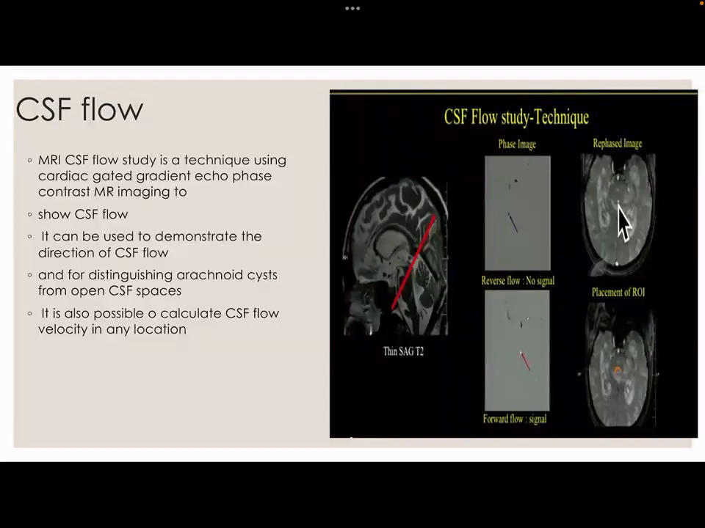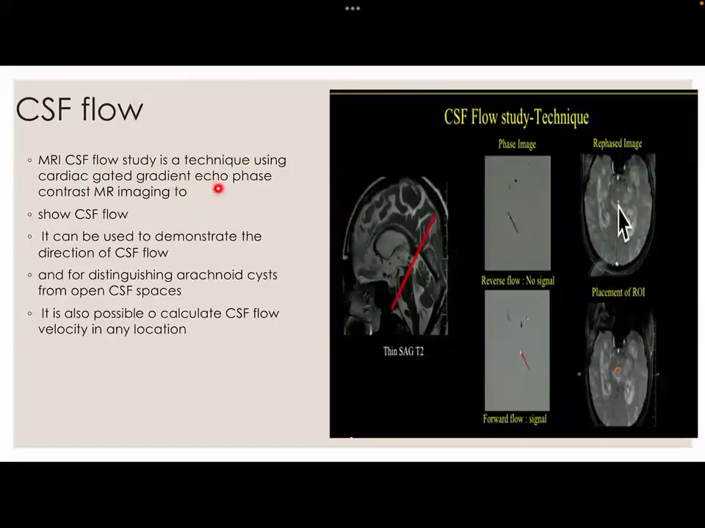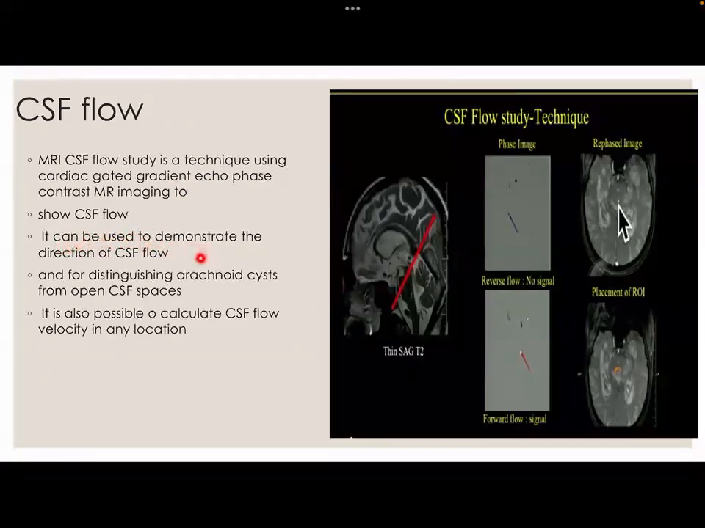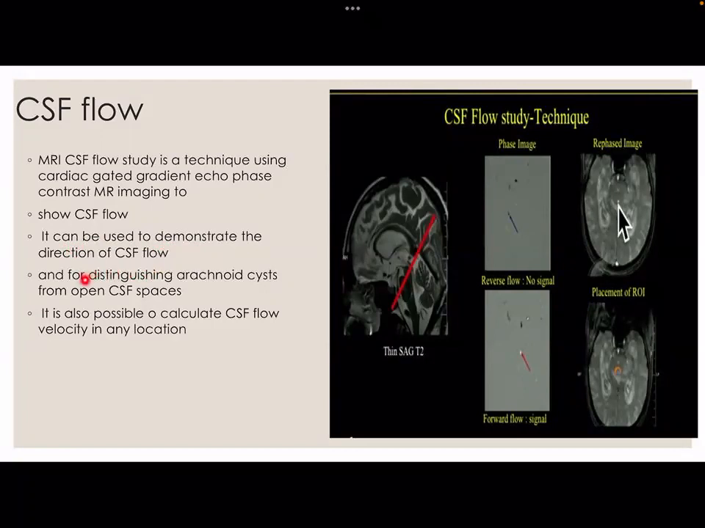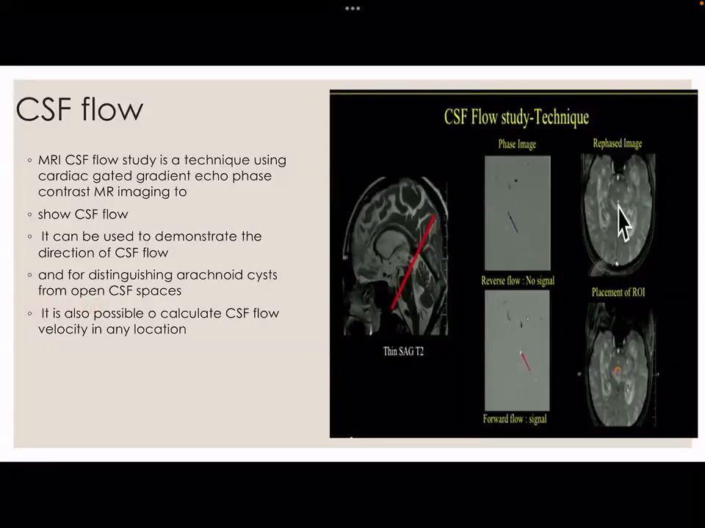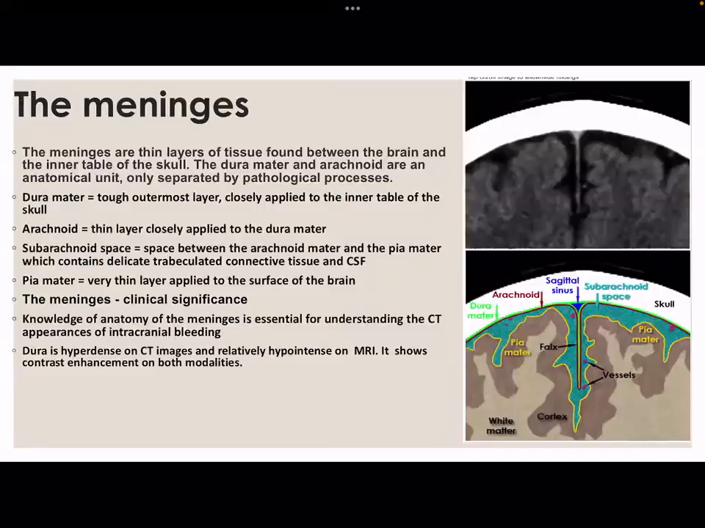We have a technique, MRI CSF flow study, a technique using cardiac gated gradient echo phase contrast MRI images to show the CSF flow. It can also be used to demonstrate the direction of CSF flow and distinguish an arachnoid cyst from open CSF space. It's also possible to calculate the CSF flow velocity in any location. The final topic is the meninges.